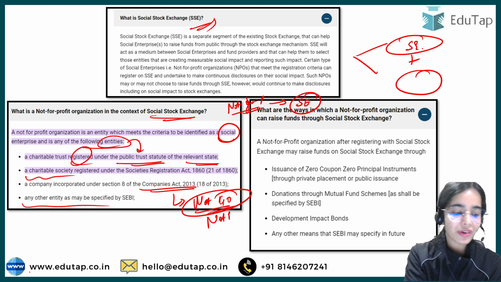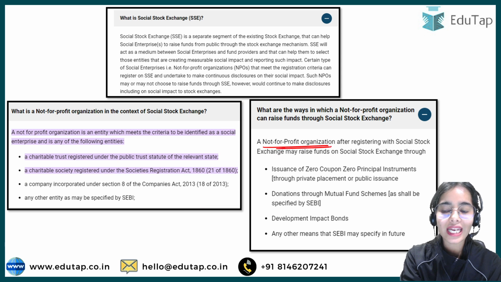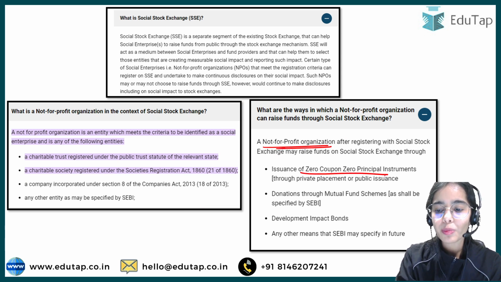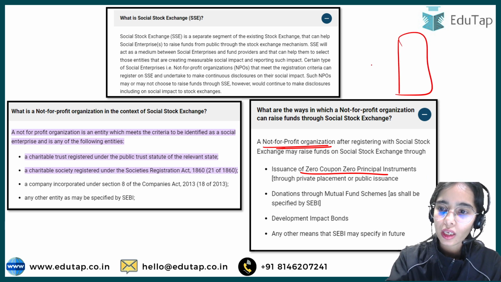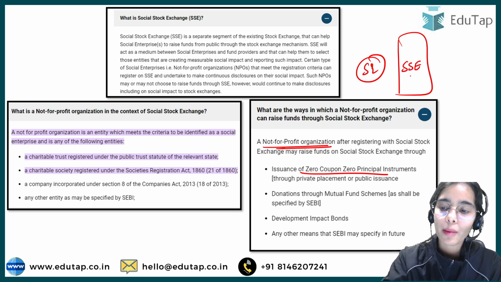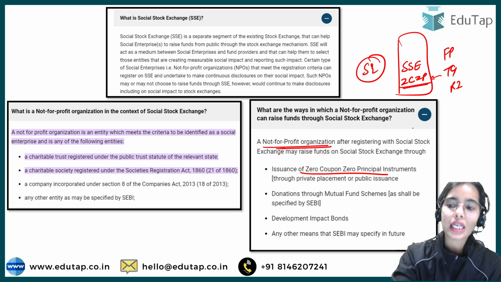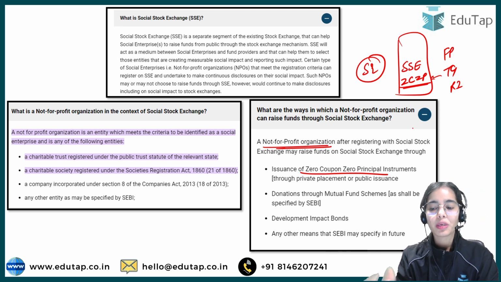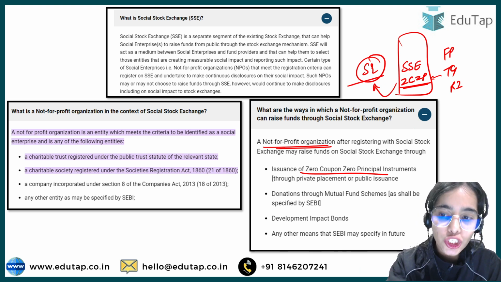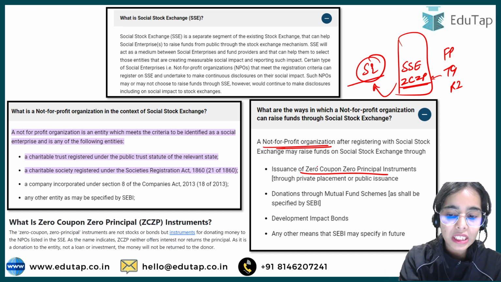So now, how can the not-for-profit organization raise the money? That is through zero coupon, zero principal instruments. If there is a social enterprise, it can raise money through the social stock exchange by issuing a zero coupon, zero principal instrument. If fund providers such as the Tata Group or Reliance Industries invest in these zero coupon, zero principal instruments, that means they are giving a donation, because a zero coupon, zero principal instrument means that there will be no coupon, no interest rate, and no principal that will be paid.